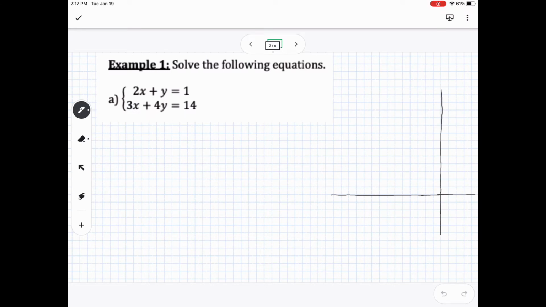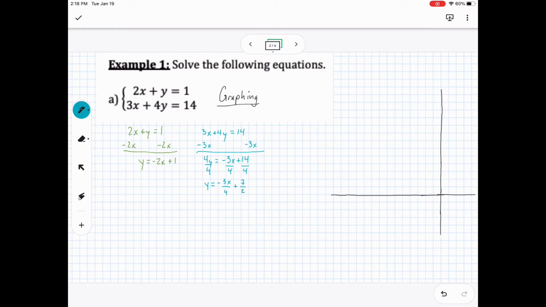So the first one, I chose to graph this one. To graph it, I'm going to set them equal to y, and then use slope-intercept form to help me graph. First one's pretty easy. Just subtract 2x from both sides. That gets it in slope-intercept form. The other one, I have to subtract 3x from both sides, and then also divide by 4. Once I have them set equal to y, I need to use the y-intercept of each, and then graph that point, and then use the slope from there to help me get other points.